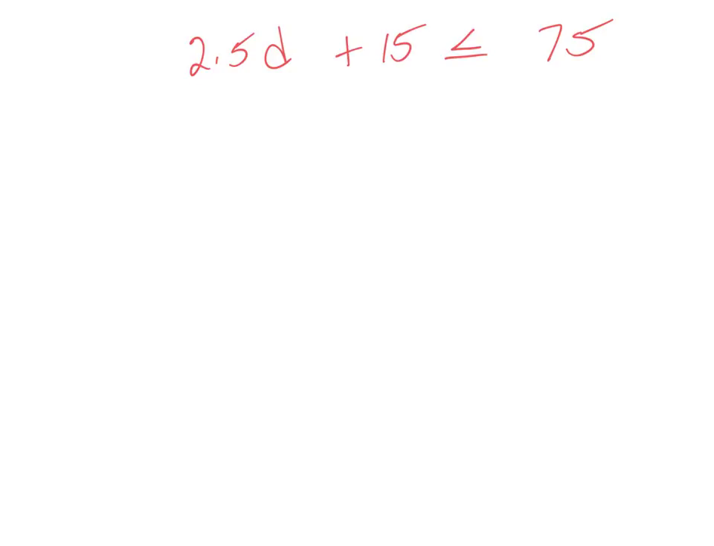Well, on this one, the D's already on the left side. Who do we get rid of first, the 15 or the 2.5? The 15. So it's 2.5D less than or equal to 60 when we subtract 15 from both sides. Everybody get that? Yep. Now we're going to divide by 2.5. And I believe it's 24, but somebody check me on that.